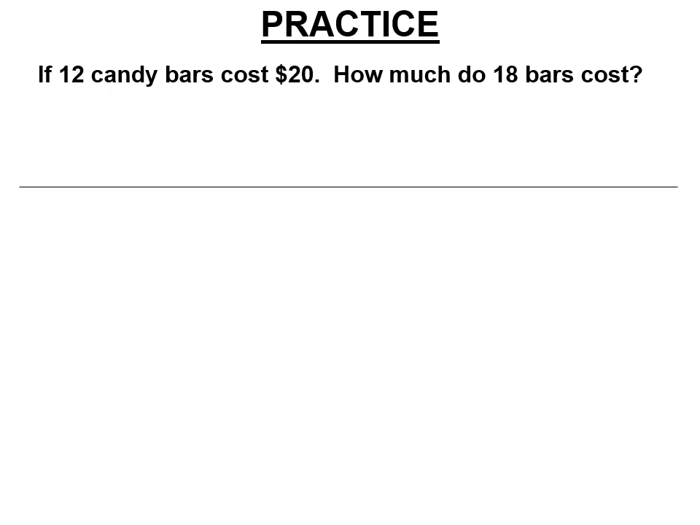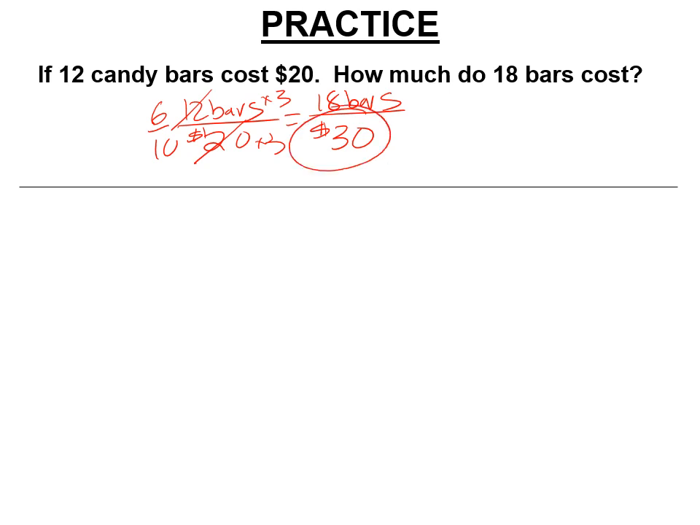All right, so here we're going to do 12 bars cost $20. How much do 18 bars cost? Now, 12 doesn't multiply to make 18, but you can simplify this to 6/10. Now, 6 times 3 is 18, and 10 times 3, $30. Now notice, I did not simplify that to 3/5 because I didn't need to. But I could have. It still would have worked. I would have gotten the same exact answer, 30. So sometimes you have more than one way to get there.